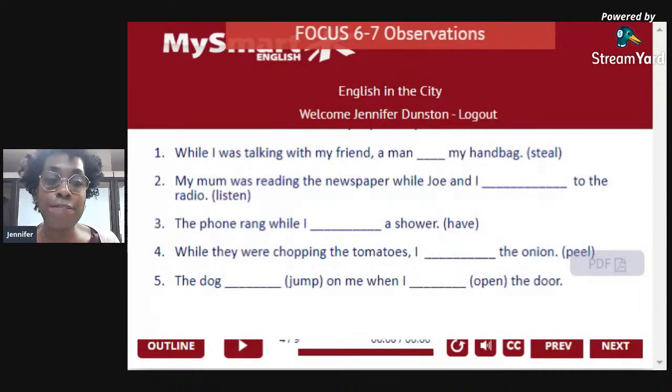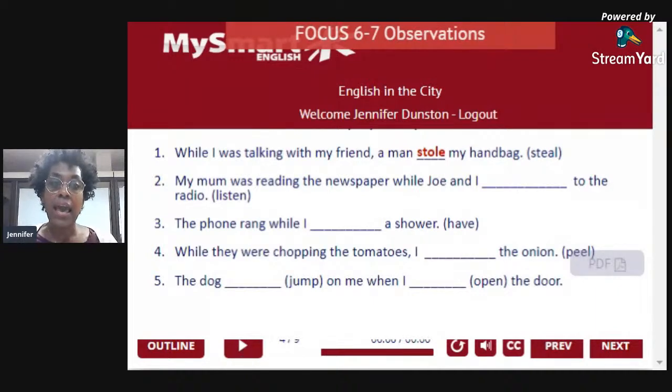As I said before, you have 5 sentences in front of you. Let's fill in the blanks together. As you understand what the form of the verb is, just put it in our little conversation box off to the side so we can move pretty quickly, because this isn't a difficult exercise, I'm sure, not for you guys anyway. While I was talking with my friend, a man... my handbag. Now, we're not always going to use past continuous. Thank you, Victoria. A man stole my handbag.